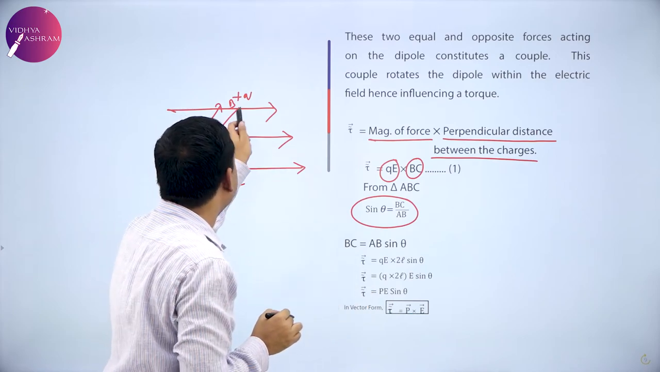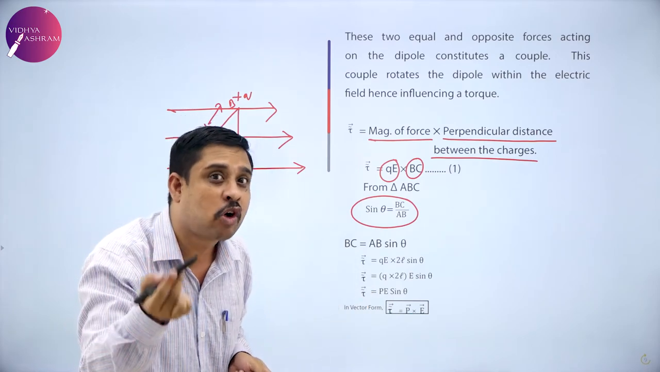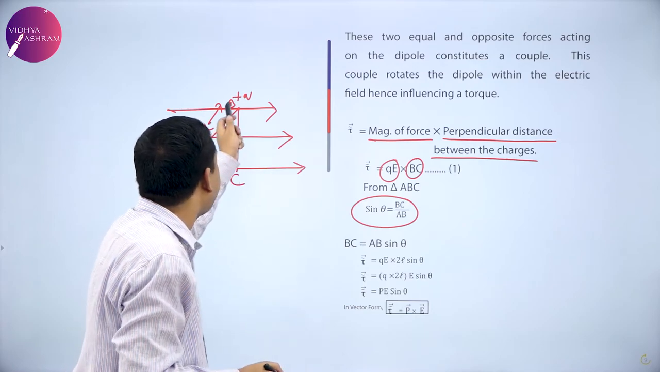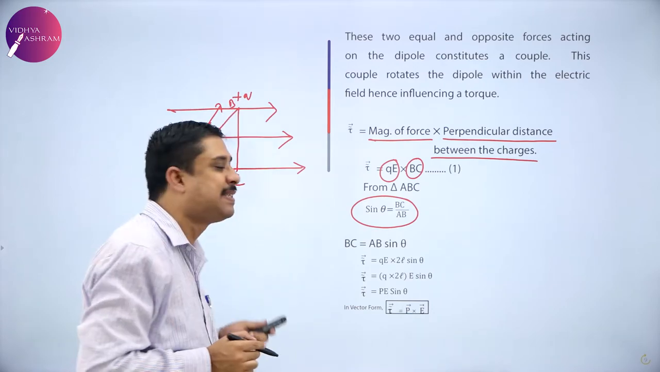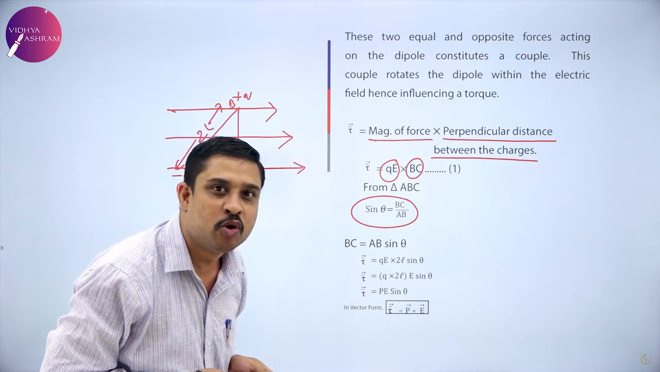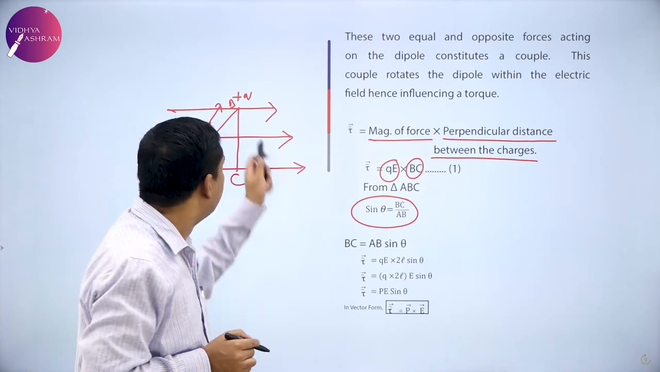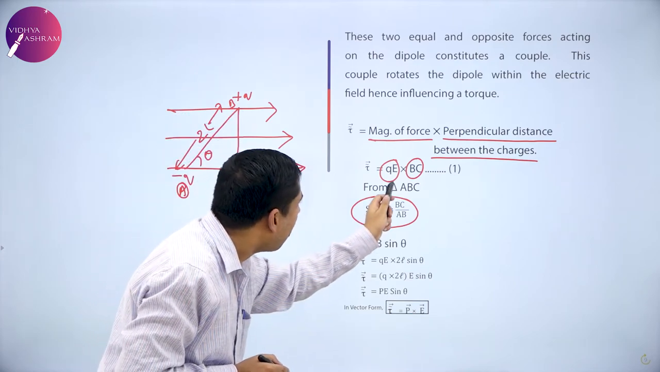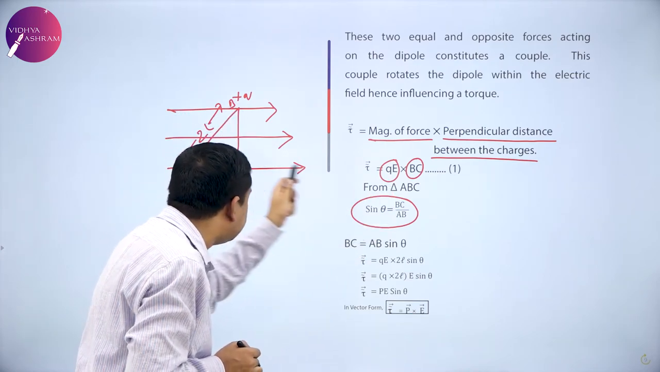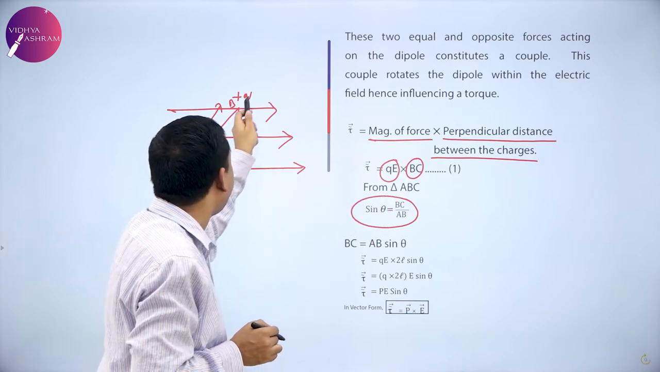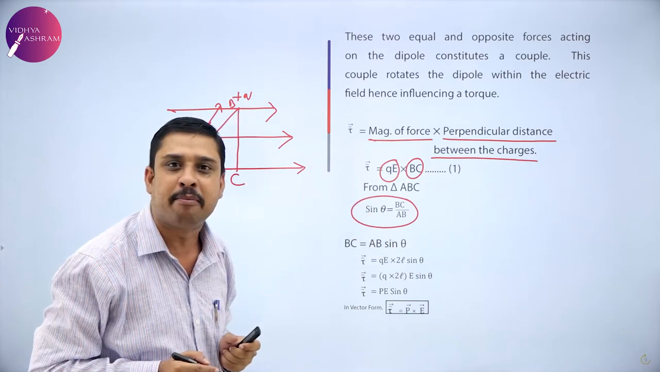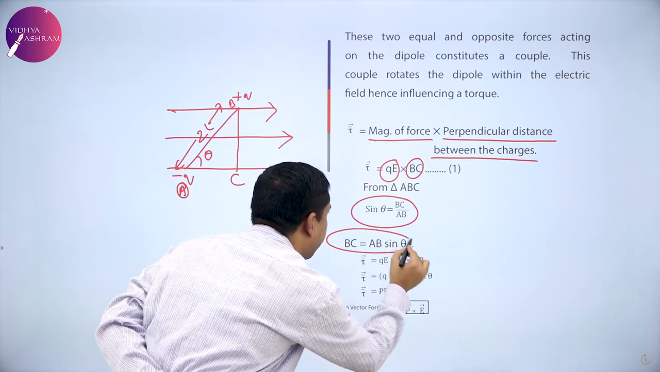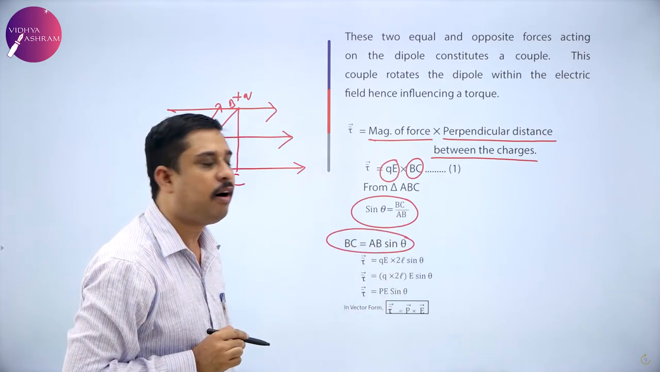Hypotenuse is AB. Why don't I use cos? If I am using cos, it is AC by AB, then I don't get BC. That is why I use sine theta, which is opposite side by hypotenuse. Opposite side is BC divided by hypotenuse AB, or BC is AB sine theta.